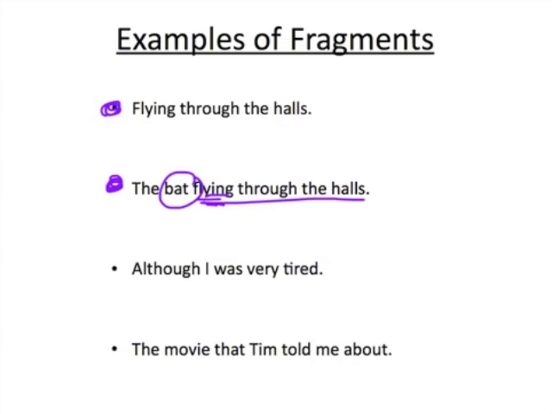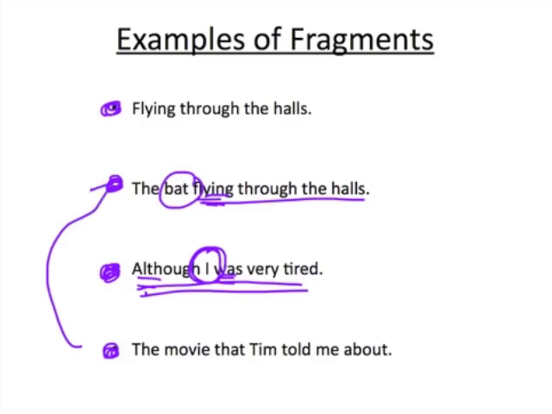Okay, let's forget about the bat for a while. Let's go on to "although I was very tired." Although I was very tired is one of those that's just a subordinate clause. That's an adverb clause, right? It's a very common adverb clause, but it can't stand by itself. Even though it does have a subject and a complete verb, "I was," the although makes it subordinate. And this one down here, the movie that Tim told me about, is very much like the bat flying through the halls over here in that we have a noun followed by, in this case, an adjective clause that's modifying that noun.